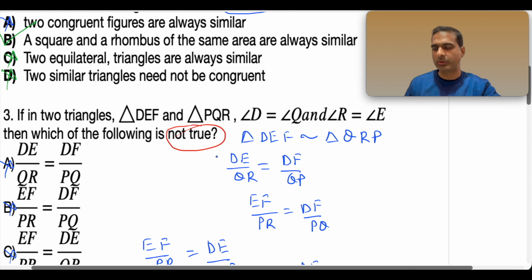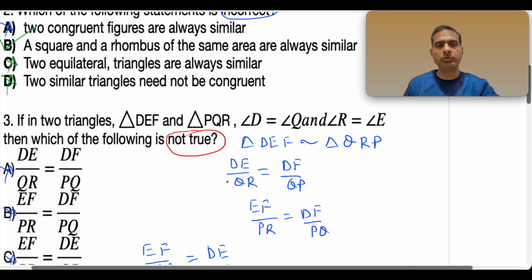Okay. So I hope this would be clear. So let's go through this question once more. If in two triangles, triangle DEF and triangle PQR, it is given that D is equal to Q and R is equal to E, we wrote triangle DEF will be similar to, because angle D was equal to angle Q, so I wrote Q first. Angle E was equal to R, so I wrote R, then the third, P. So we got that DEF is similar to triangle QRP. Now it is saying which is not true. So first option is DE by QR. Taking the first two letters of both the triangles, DE by QR will be equal to DF, first and third, then QP, first and third.